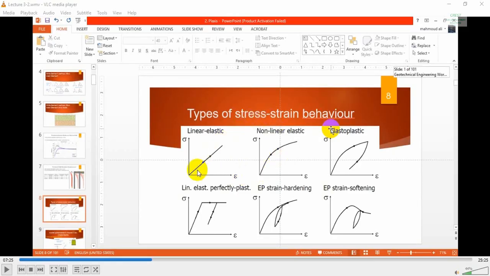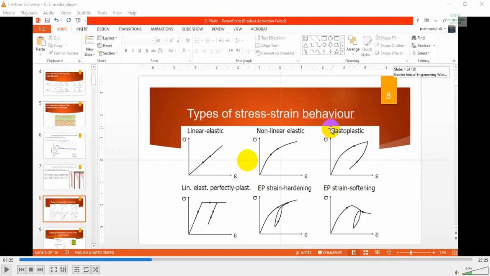First, we are going to start with the linear elastic model. For the linear elastic model, as we can see, as the stress increases, the strains also increase in a linear relationship. And if we remove the load, the strains go back to zero, which means no plastic strains. For the nonlinear elastic model, the stress-strain relationship is nonlinear. However, similar to the linear elastic, if you remove your loads, the strains will go back to zero and there are no plastic strains.